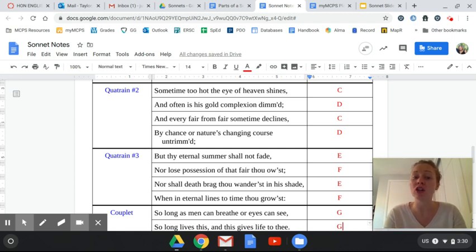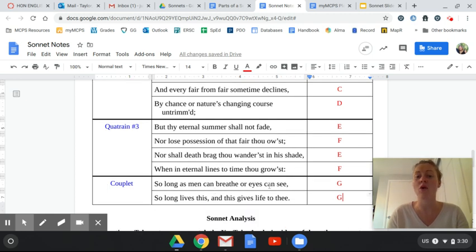When in eternal lines to time thou growest. Now, when we talk about lines, usually we're talking about poetry. I'm writing some lines, I'm writing some verse. So what the poet is saying here is that you will always remain in my poem, and therefore you will never die. So long as men can breathe or eyes can see, so long lives this, and this gives life to thee.